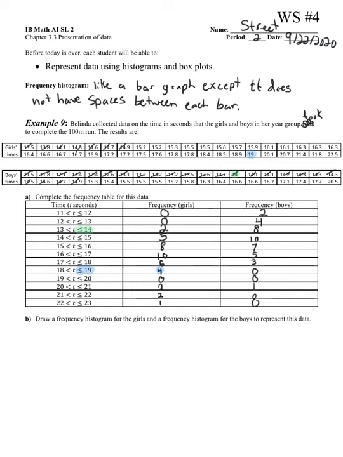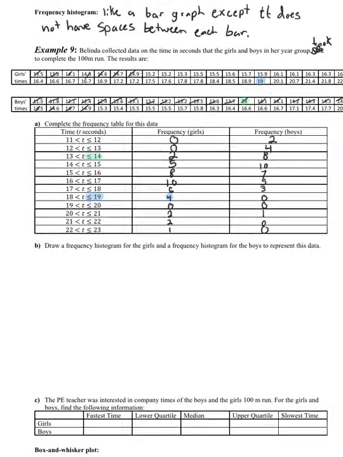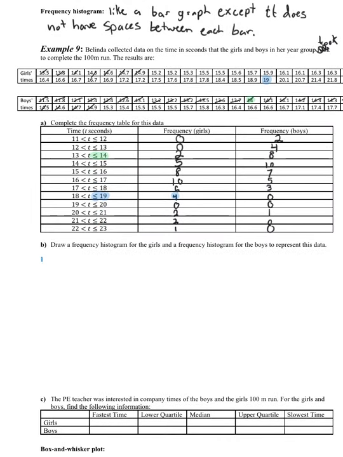All right. So next we're going to draw a frequency histogram for the girls and a frequency histogram for the boys. What I'm going to do down here is create one side by side. We'll draw something that looks like this. We'll call this one the girls' data. I'm going to highlight that in blue, and we'll do the boys' data in green.